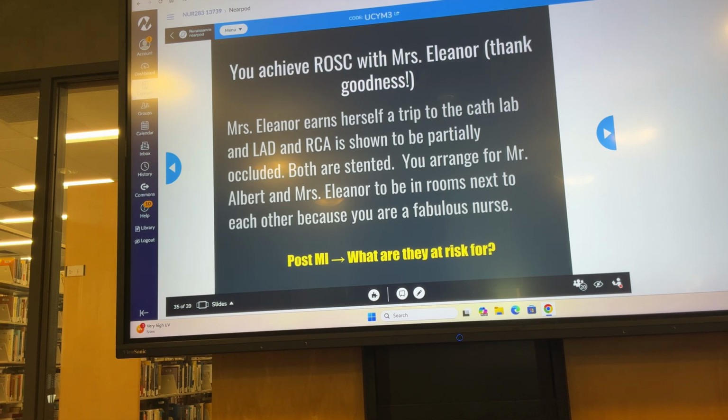You achieve ROSC, return of spontaneous circulation, with Mrs. Eleanor. Thank goodness. She earns herself a trip to the cath lab, and an LAD and RCA are shown to be partially occluded. Both are stented. So again, we identified her as having an NSTEMI: some ST depression, positive troponin, partial occlusion. Conversely, Mr. Albert had a STEMI that was a total occlusion.